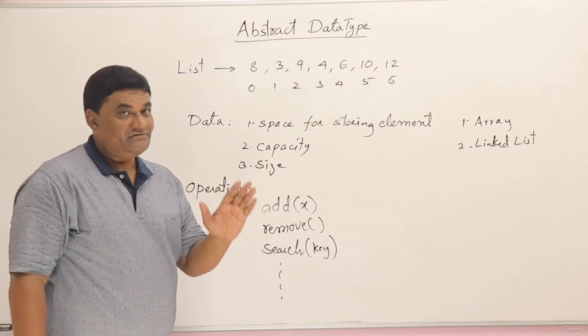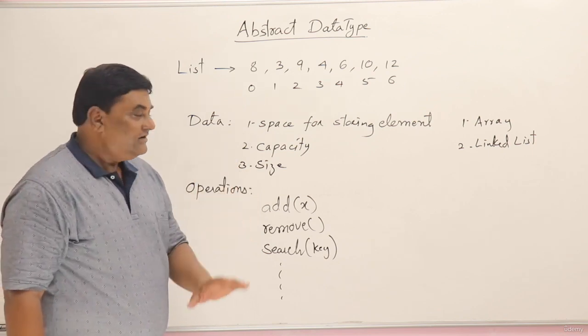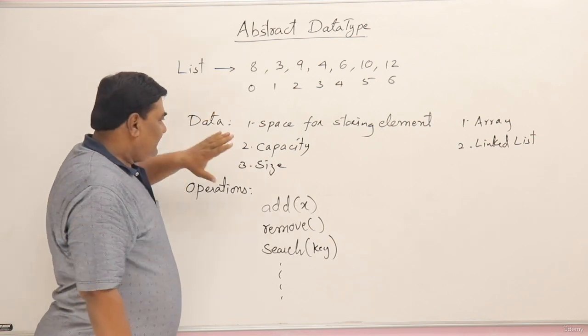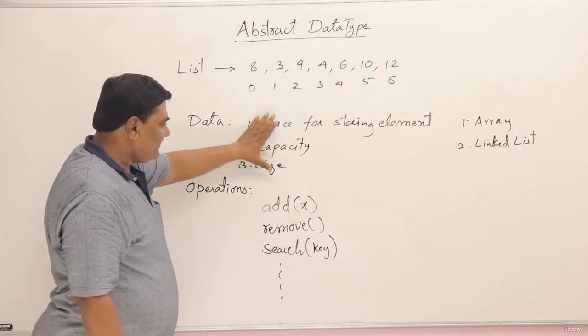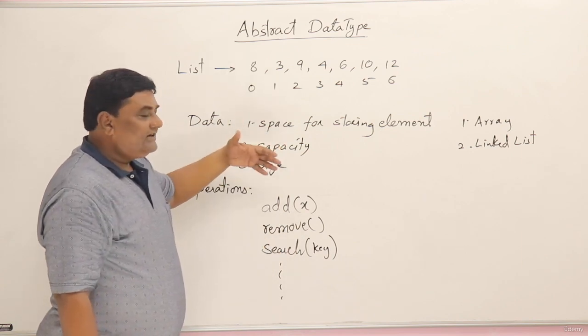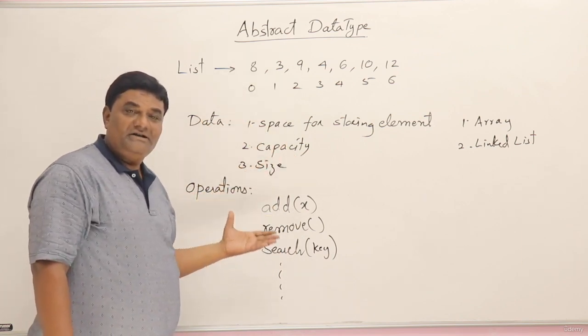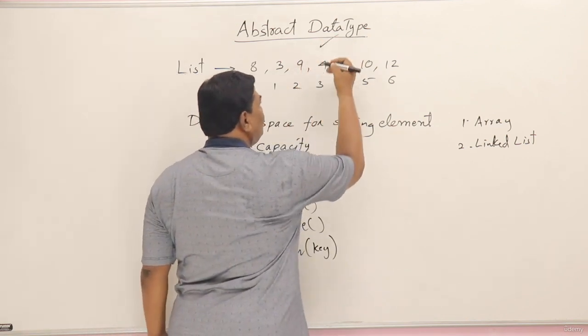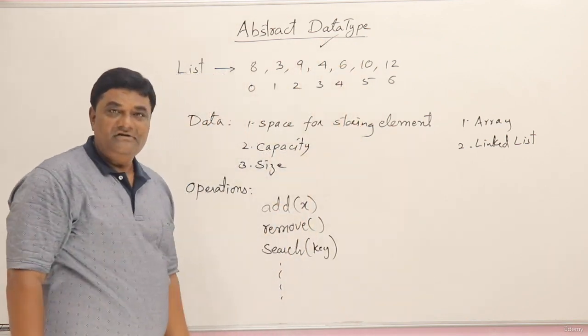Now let me finish abstract data type here. See, this list is an abstract data type. It is having the representation of data and the operations on the data. So when you have two things, data representation and operations on the data together, it becomes a data type.